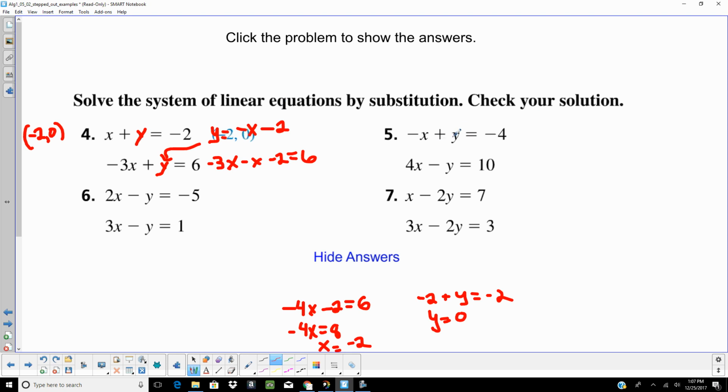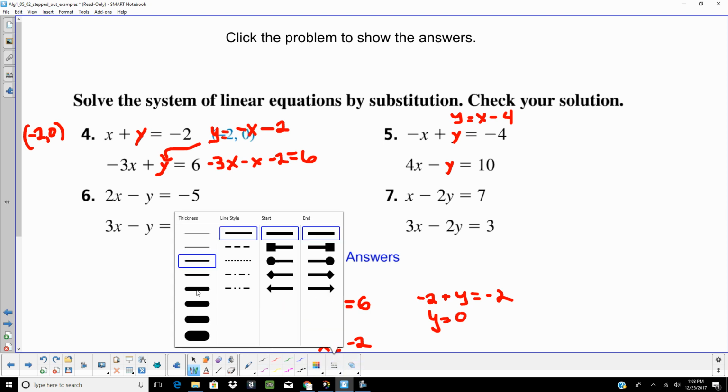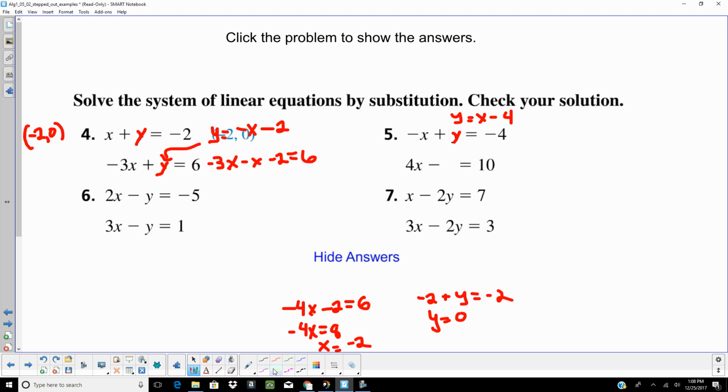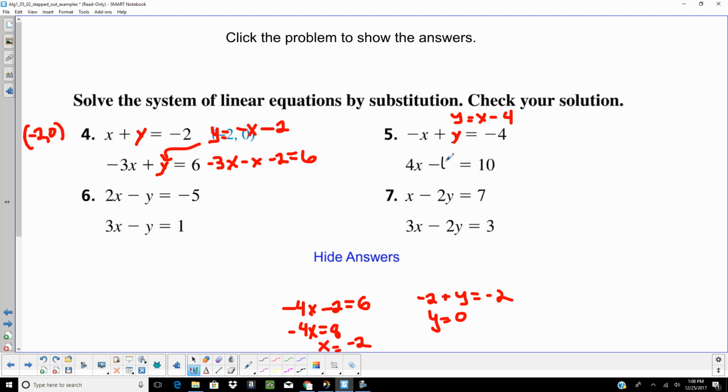For number 5, I probably would have solved for this y by adding x to both sides. So y equals x minus 4. Substitute it in right here. So when you substitute that in, I'm going to get fancy here for a second. You want to put parentheses around that because you need to subtract that whole thing. So make sure you distribute that negative sign. So it's really 4x minus x plus 4.